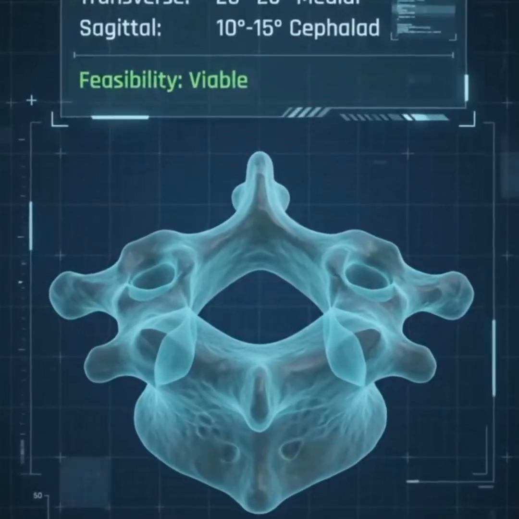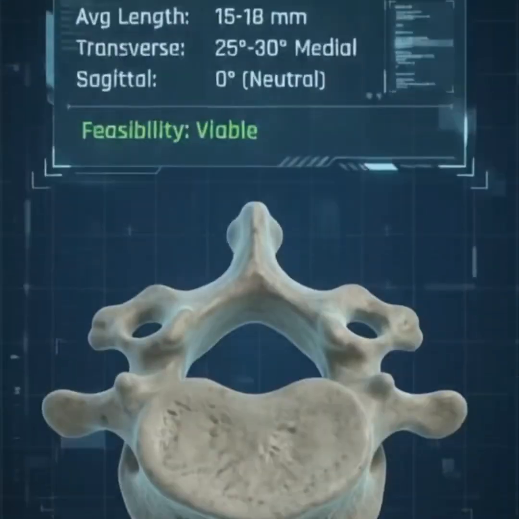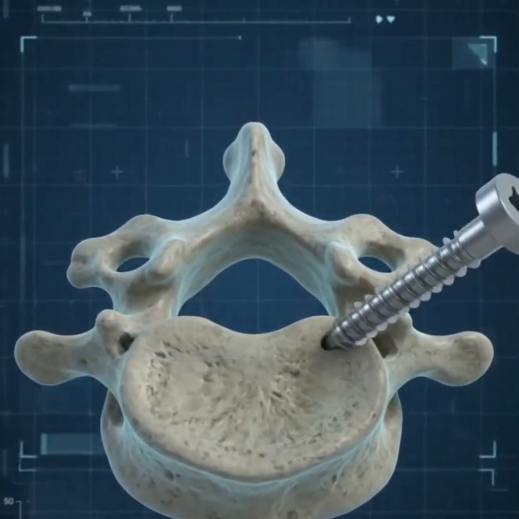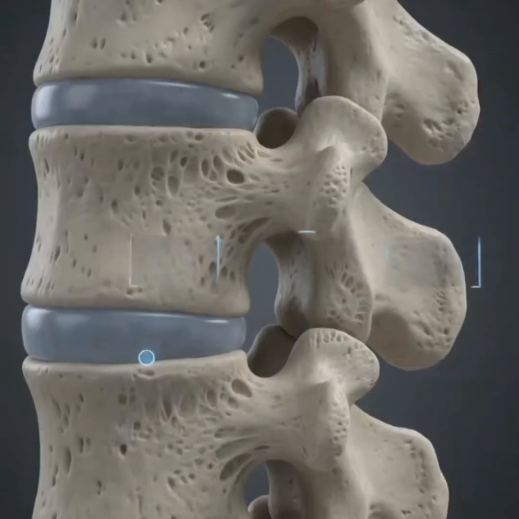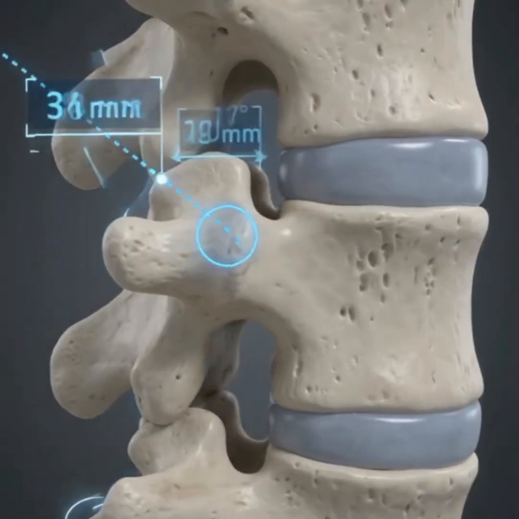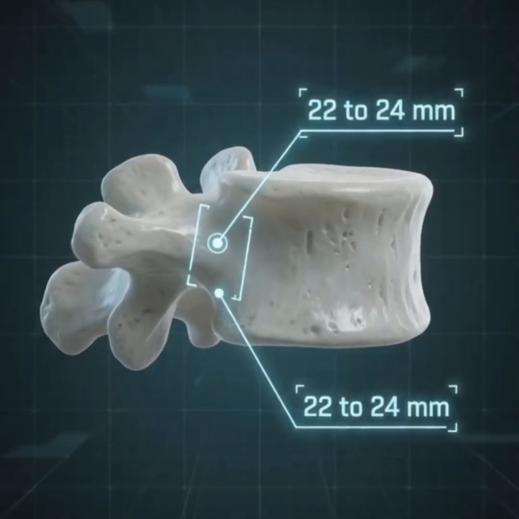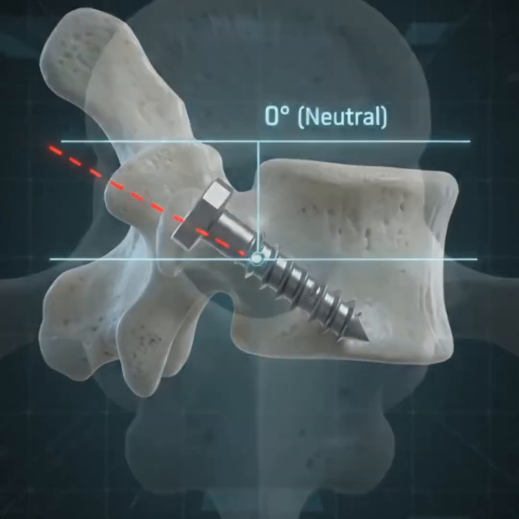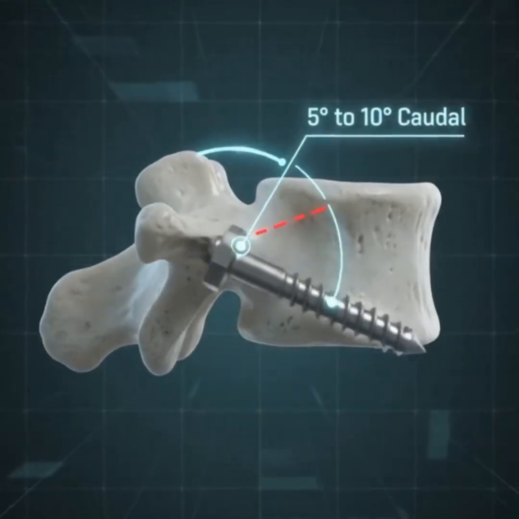For C2, pedicle screw placement is viable. From C3 to C6, small size makes it difficult. At C7, viability returns with favorable angles. At T1, pedicles are thick, averaging 20 millimeters. T4 pedicles are the shortest, requiring precise screw trajectory. Width increases distally, making T10 highly viable. At the L1 level, the average pedicle length ranges from 22 to 24 millimeters. The L5 pedicles are broader, measuring 26 millimeters, with significant medial angulation.